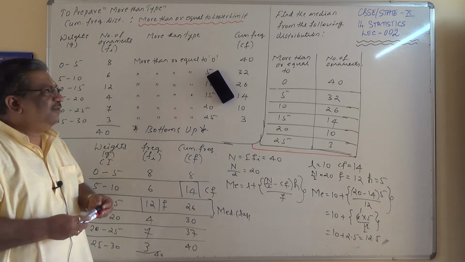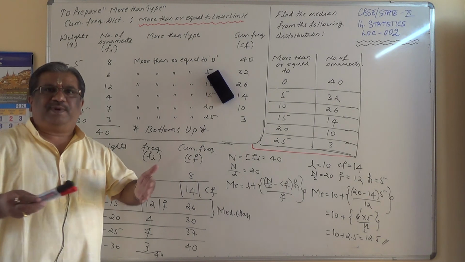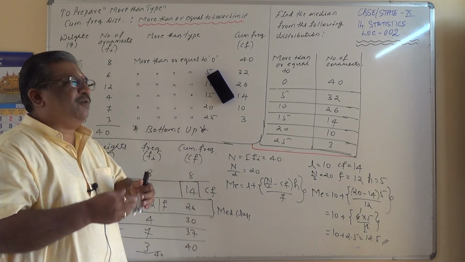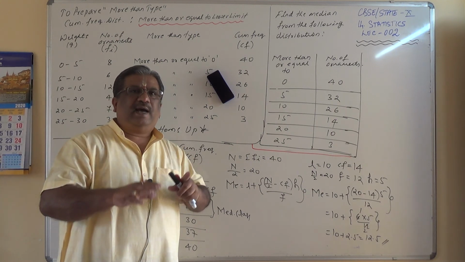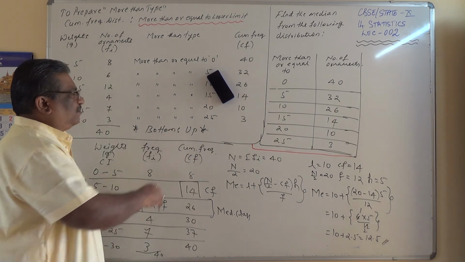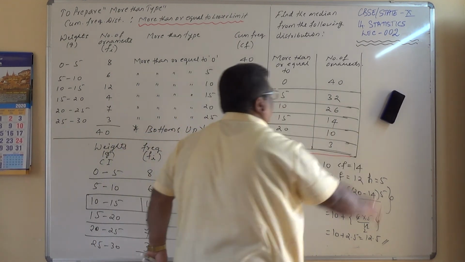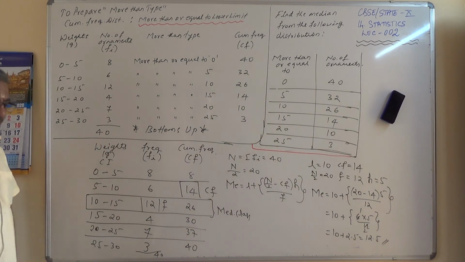Okay. Finally, I have one empirical formula which relates the measurements of the 3 central tendencies. With that, I'll end the lecture over here. First, you make a note of this one. After that we will have the discussion. Note down this.